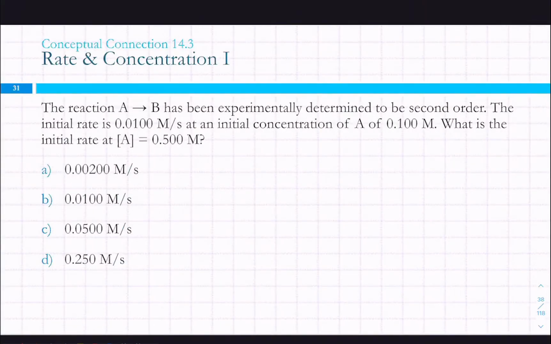All right, so if we have a generic reaction, A converting to B, that has been experimentally determined to be second order. The initial rate is 0.0100 molar per second, with an initial concentration of 0.100 molar. What is the initial rate at a concentration of A equals 0.500 molar, if it's second order?